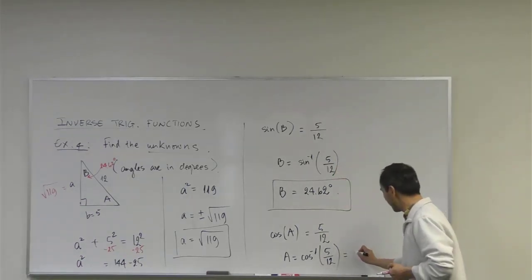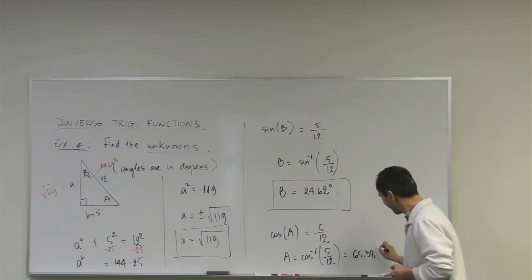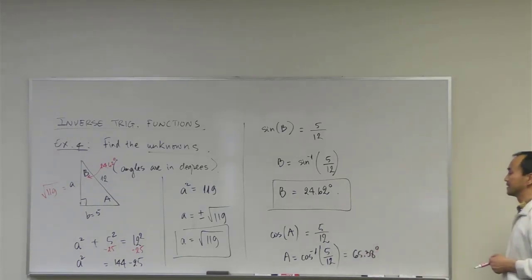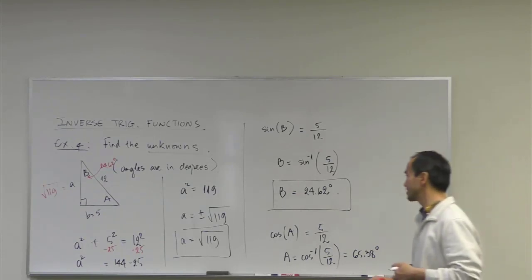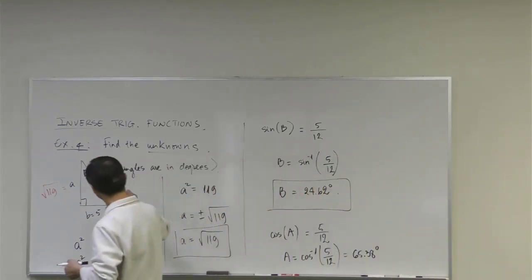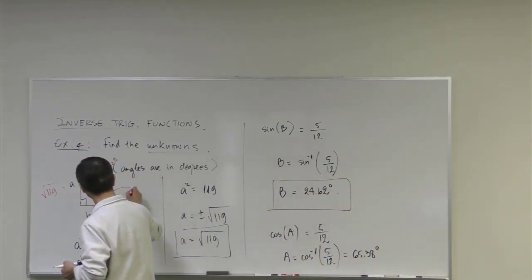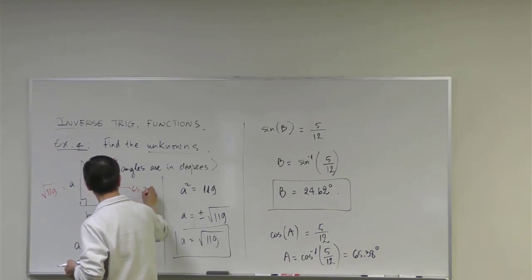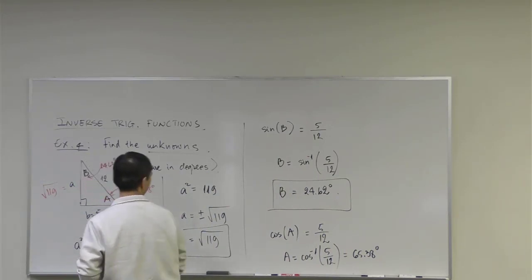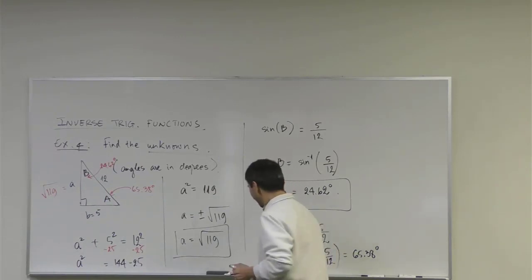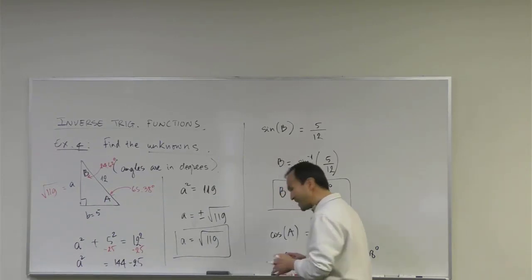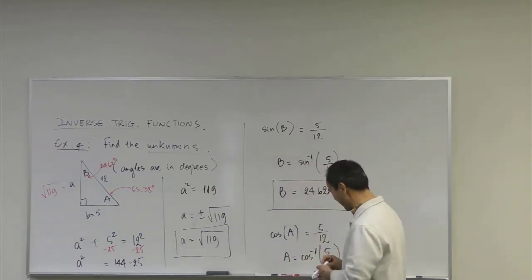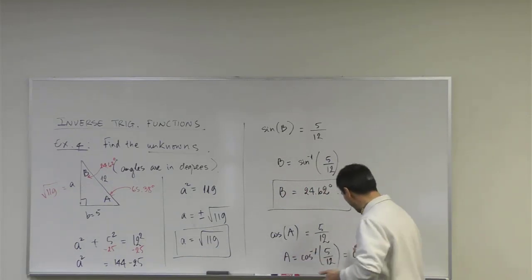Alright, so the calculation came out 65.38 degrees. 65.38. And so let me open up another channel working with this problem again for you guys. So that's one way of how we find A, right?